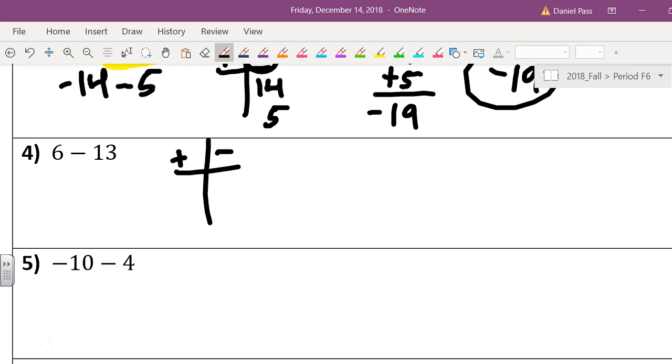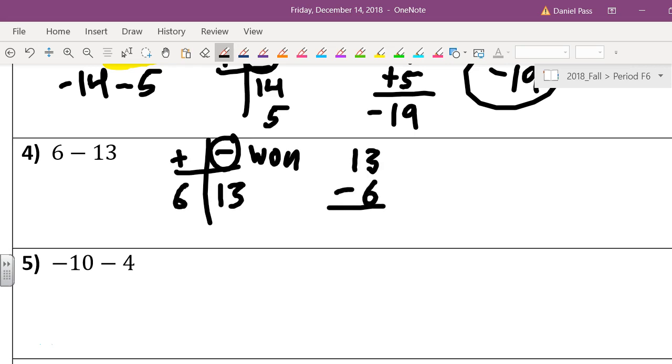Okay. So 6 is positive. 13 means bad guys scored. So bad guys won the game. We always subtract to see how many points they won by. So -7. All right, let's do the next one.